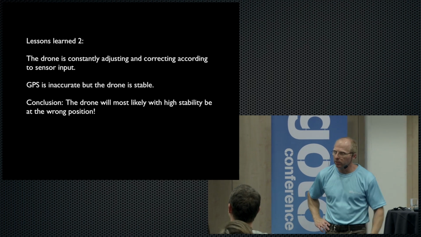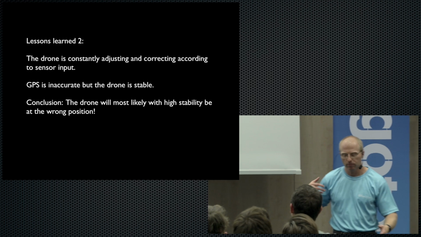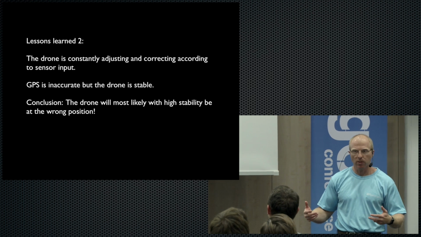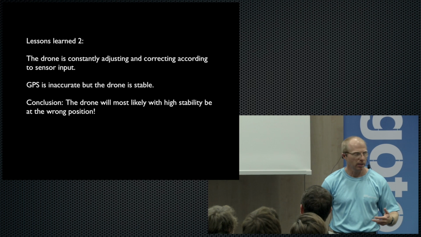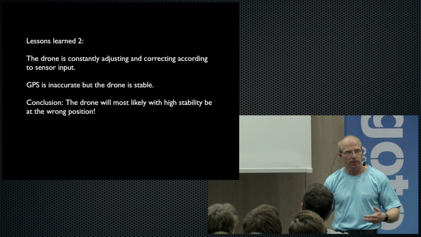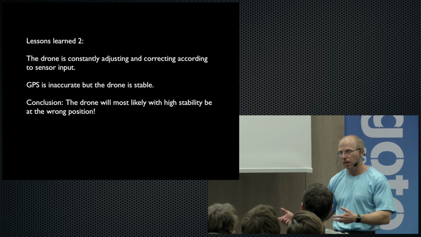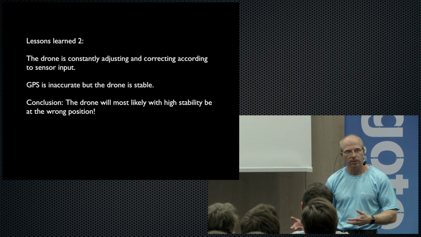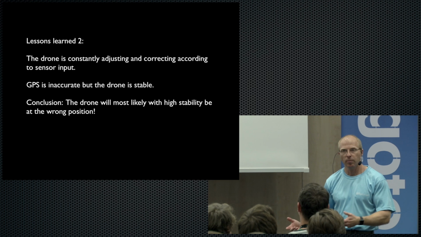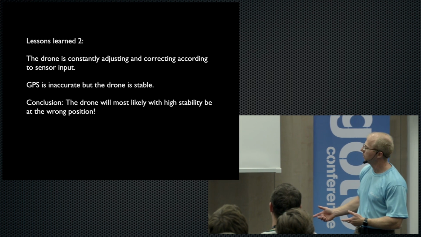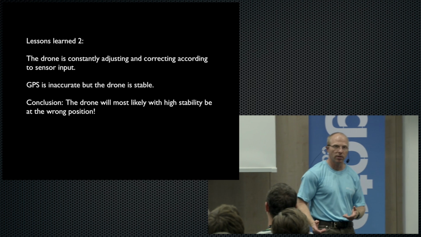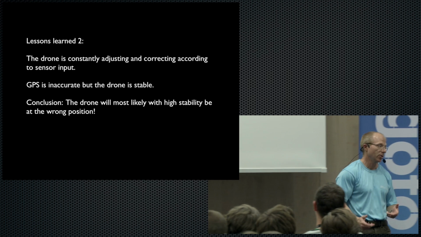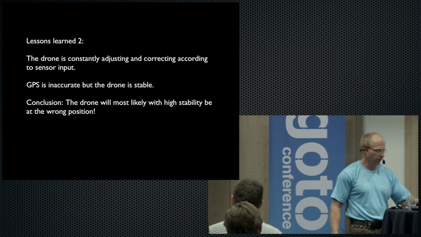So where does this leave us? What did we learn here? Well, it seems the drone is able to correct based upon the sensor input instantly and at all times. It seems the GPS is as inaccurate as ever before. So chances are that the drone will at any time be very stable at the wrong position. That's actually good knowledge when we want to implement my use case.